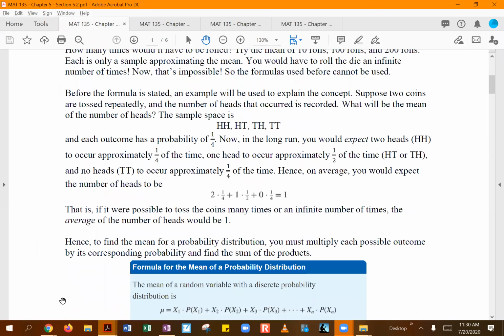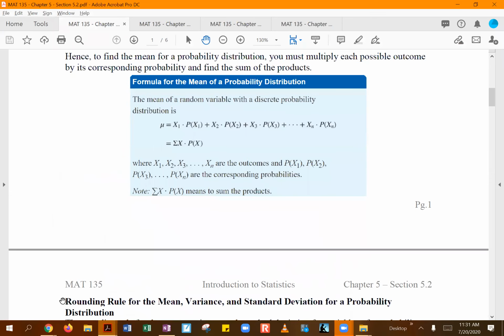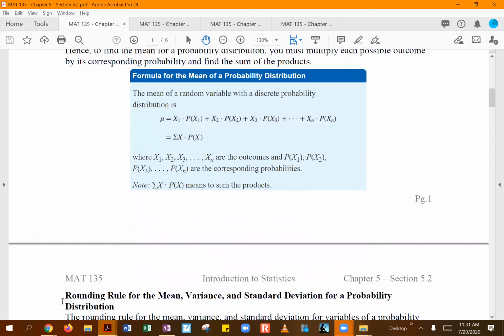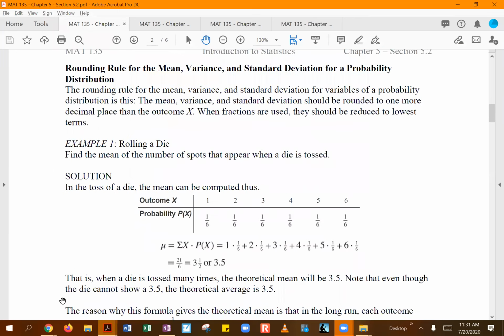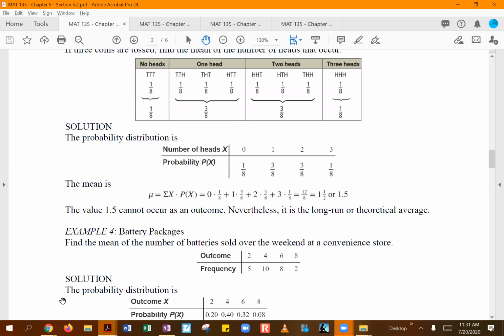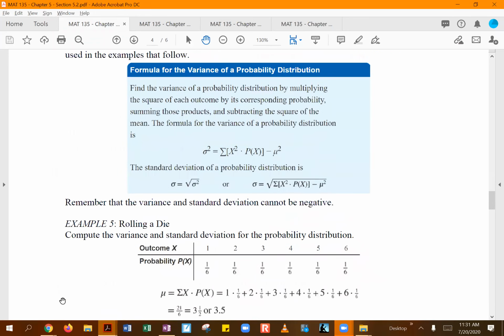So remember, for our mean, variance, and standard deviation, you have different calculations. I just want to highlight those over here. For the probability distribution mean, we take each outcome and multiply it by its probability, then add them up together. For variance, you take the square of each outcome, multiply it by the probability, and then you add those together. And then from that sum, we subtract the square of the mean. And of course, taking the square root of the variance gives us the standard deviation.